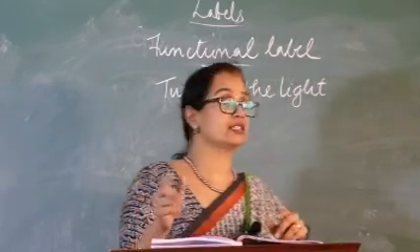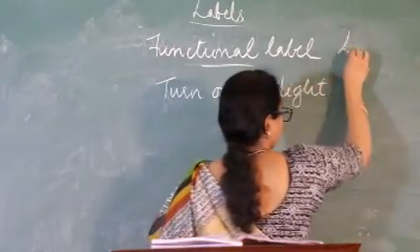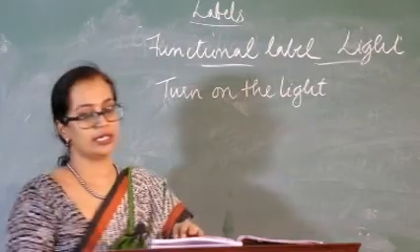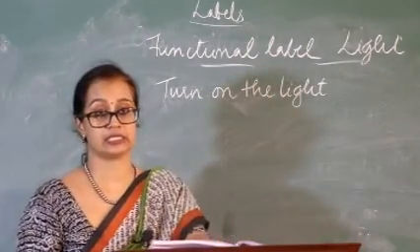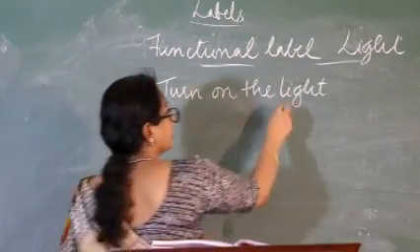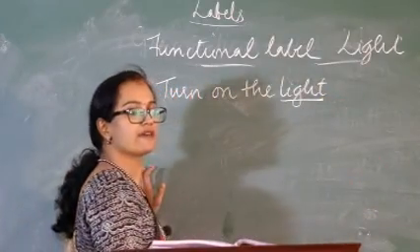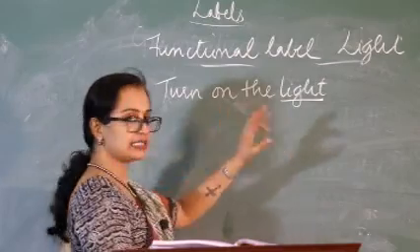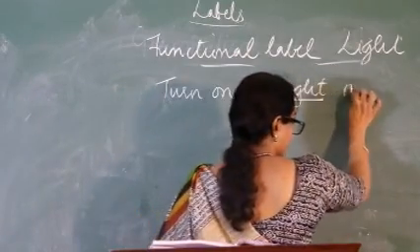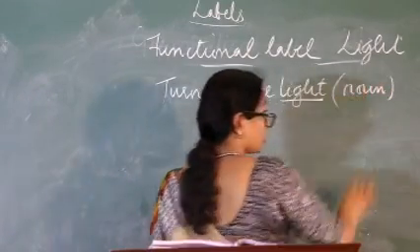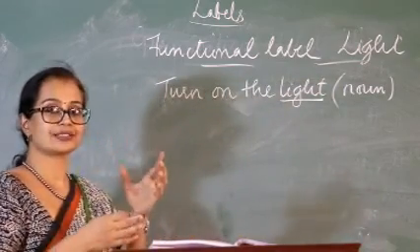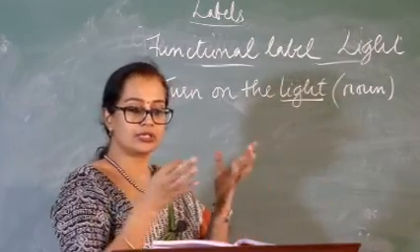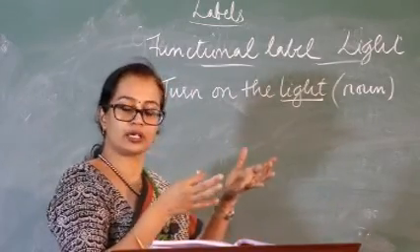Take the word light, for example. Look at: turn on the light. How does light function here? The word light functions as a noun. It's very clear, right? Turn on what? Turn on the light. We are speaking about light, which is the name. So light, noun. Okay, good.